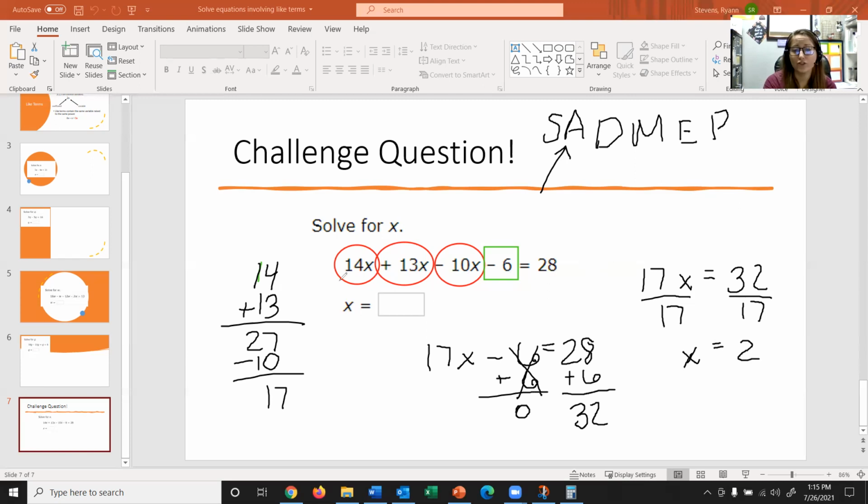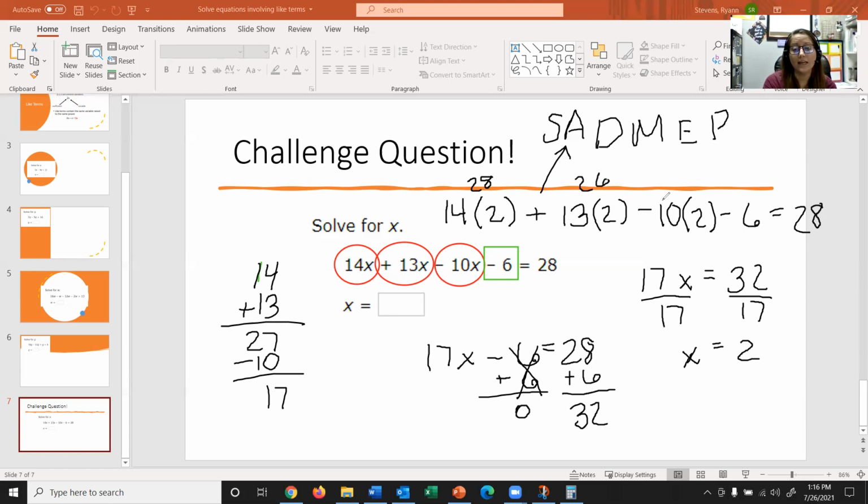And then we can go back and check this, plugging in the 2 wherever you see the x. So we would say 14 times 2 plus 13 times 2 minus 10 times 2 minus 6 is all equal to 28. We would say 14 times 2 is 28. 13 times 2 is 26. Negative 10 times 2 is negative 20, and then minus 6. And I'll put a plus sign.